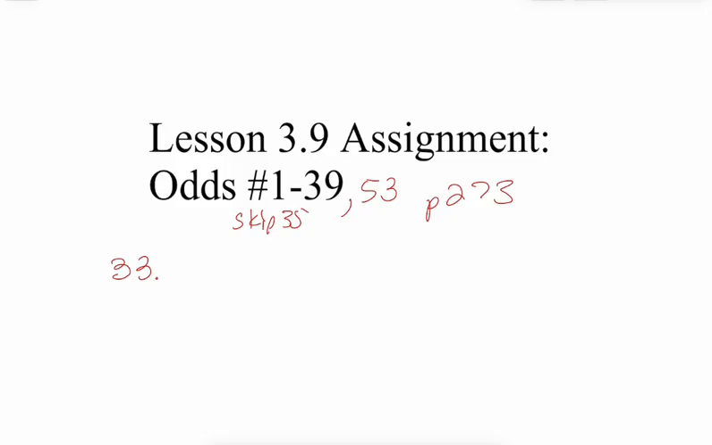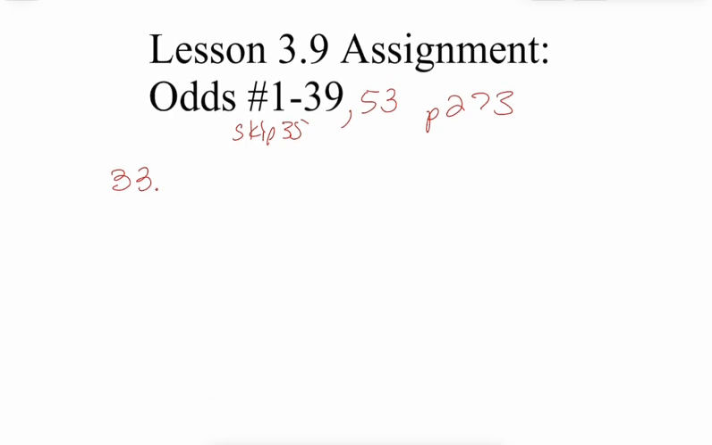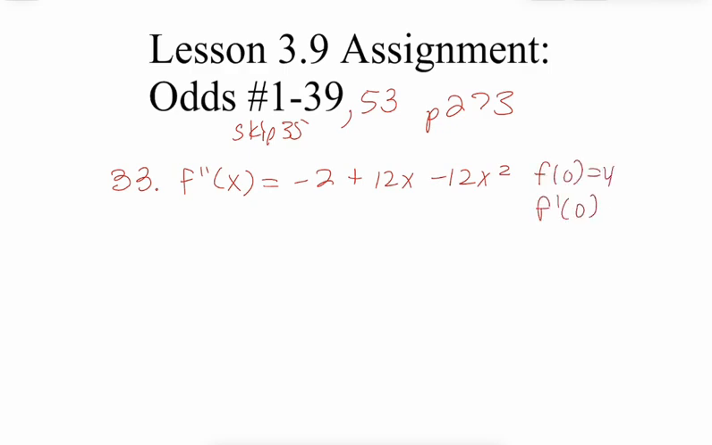Okay, so open up your books for me. Find section 3.9. The corner of your book should say 273, but it's going to be somewhere around 300 probably in the PDF. We're going to do 33, 37, and 39 together at this time. Okay, so let's do 33. They give us that our second derivative is negative 2 plus 12x minus 12x squared. F of 0 equals 4. F prime of 0 equals 12. So that's the problem for 33.